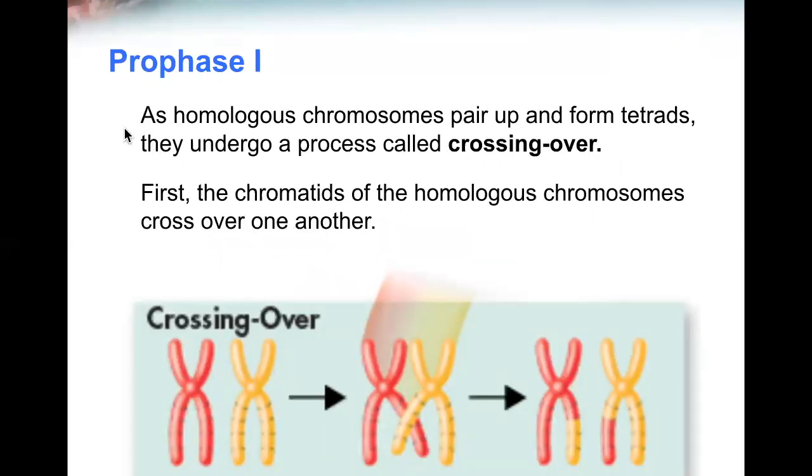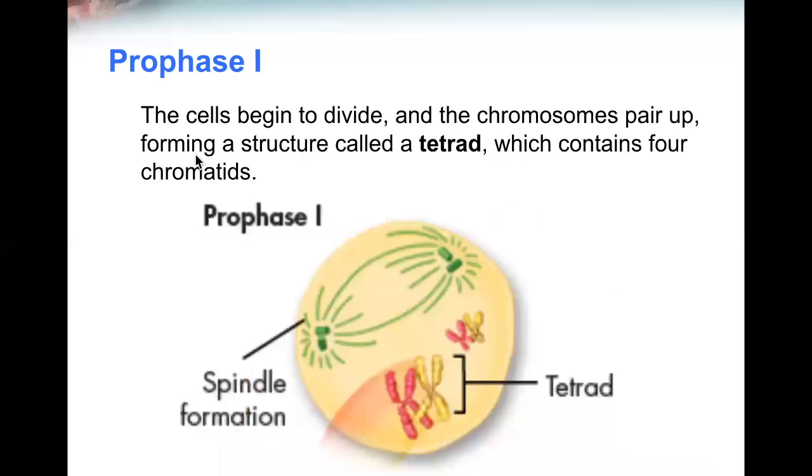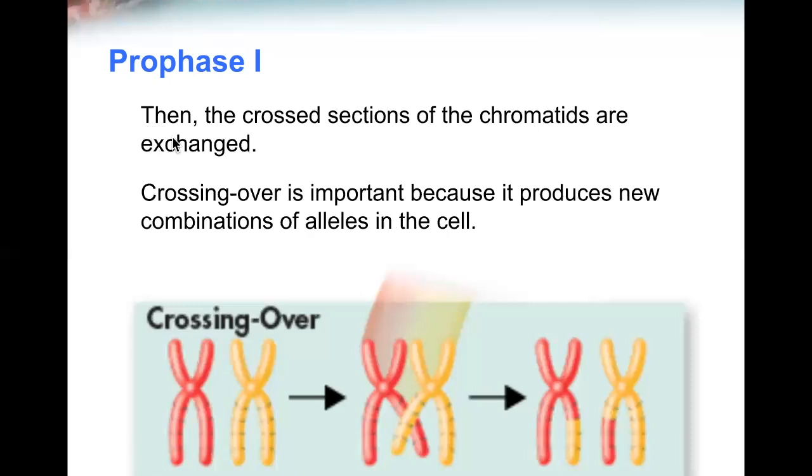In prophase 1 continued, as homologous chromosomes pair up and form tetrads, they undergo a process called crossing over. First, the chromatids of the homologous chromosomes cross over one another. They're close enough to cross over, and then they split and share equally. Then the crossed sections of the chromatids are exchanged. Crossing over is important because it produces new combinations of alleles in the new cell.